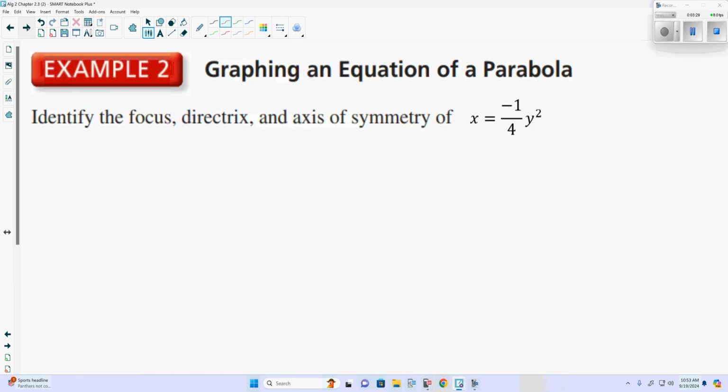So, first thing we're going to go over is finding the focus, directrix, and axis of symmetry from the given equation. Now, we could find the vertex also. But let's go through this here just like we did yesterday. x is equal to negative 1/4 y squared. The general form for this is x is equal to a times y minus k squared plus h.